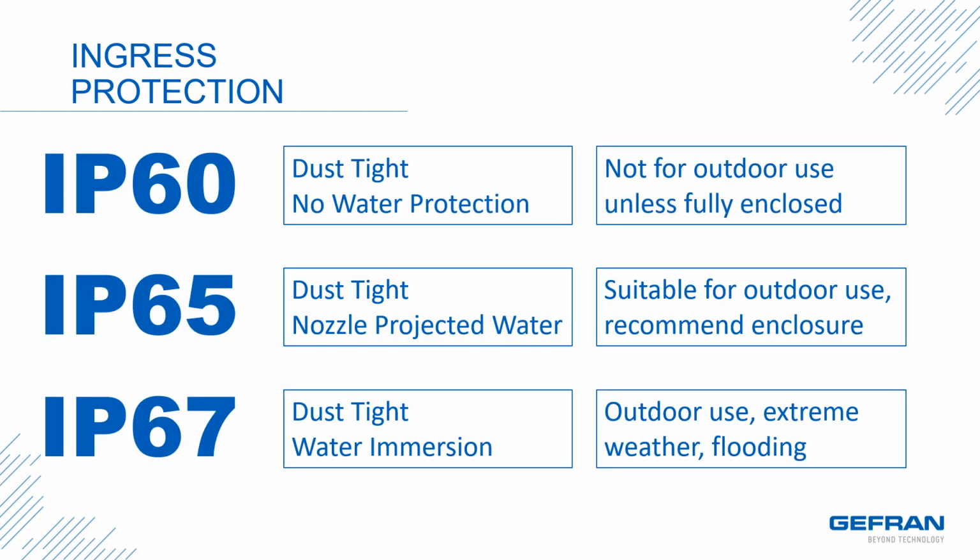So what does all this mean for linear transducers? Not all linear transducers have an IP rating. It is not always necessary. Most of our linear transducers fall into 3 IP ratings: IP60, IP65, and IP67. IP60 is dust tight but has no water protection. These are not for outdoor use unless fully enclosed.